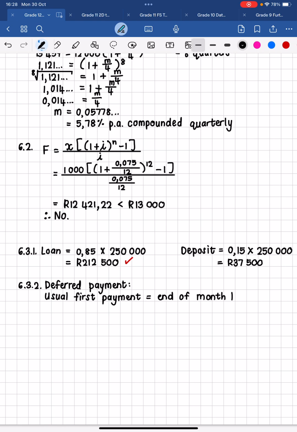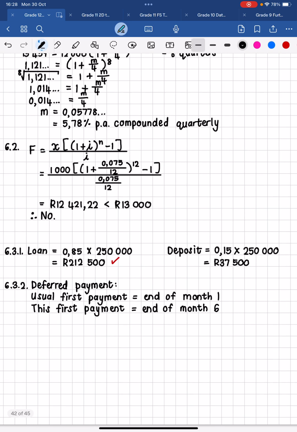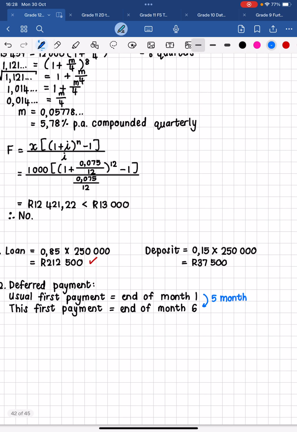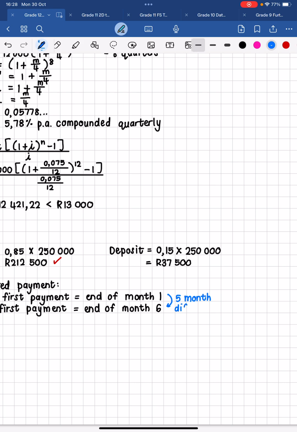Now here, this first payment, maybe I should have written Thabo's first payment, but you guys know what I mean, is made at the end of month 6, right? They're telling us 6 months after this loan was granted. So that is at the end of month 6. Guys, how many months difference is there between end of month 1 and end of month 6? There's actually a 5-month difference. And that is the trick to this question. That is what most people got wrong last year when they attempted this question. Most people added 6 months instead of 5 months.